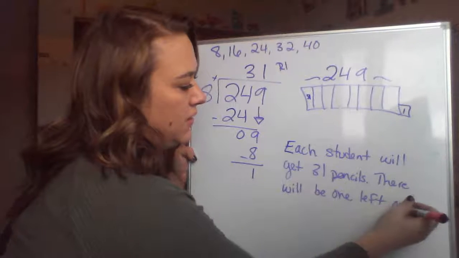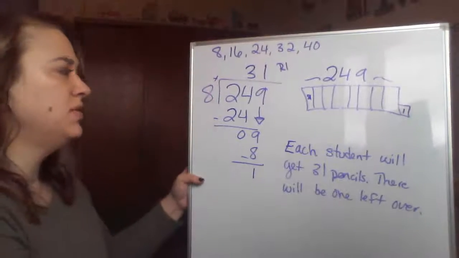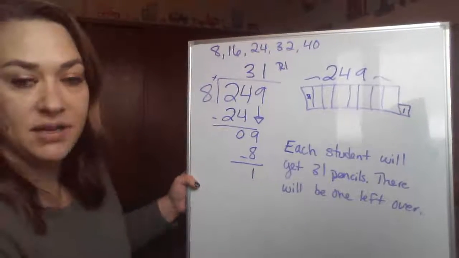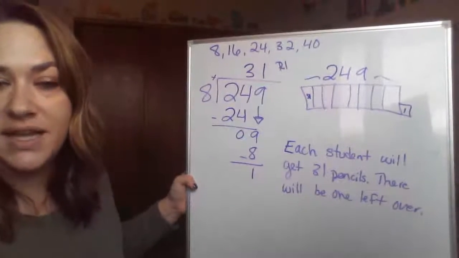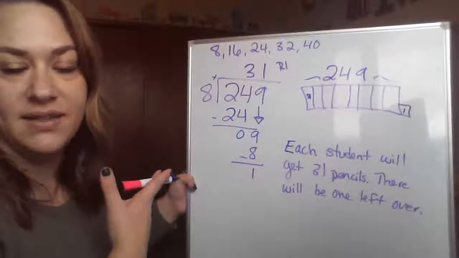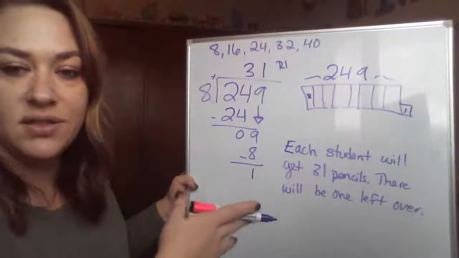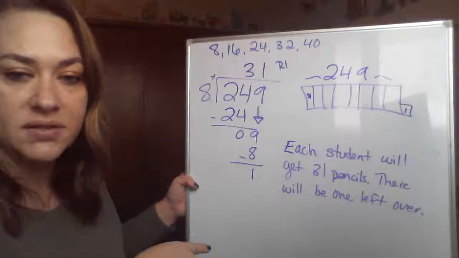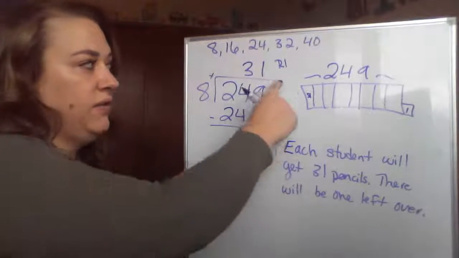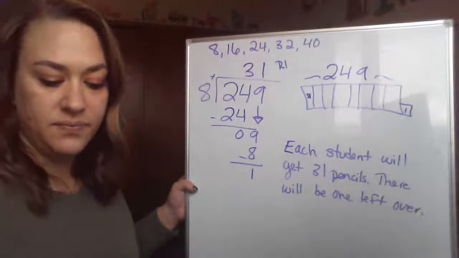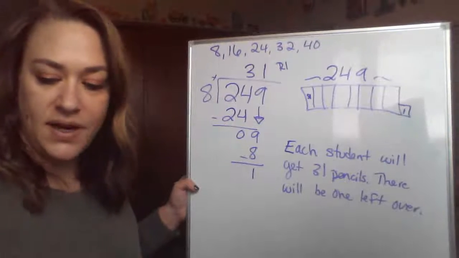So when we have a word problem and we have a remainder, depending on what it's asking, what we're talking about, I can't take that 1 pencil and divide it between 8 students. So each student will get 31 pencils and there will be 1 left over. That's our remainder. Okay. All right, let's do one more.